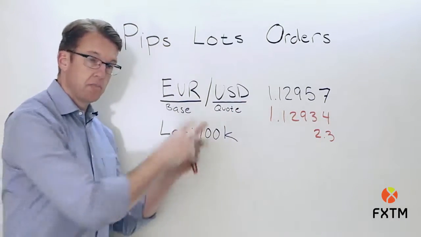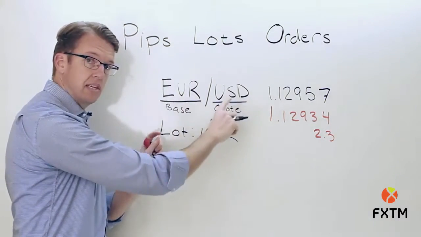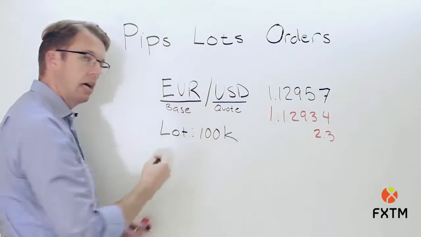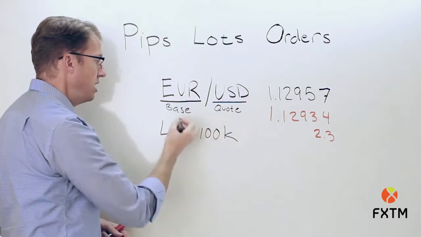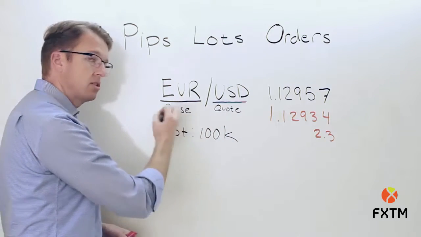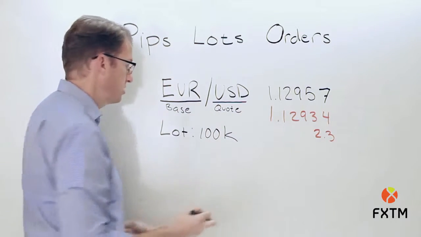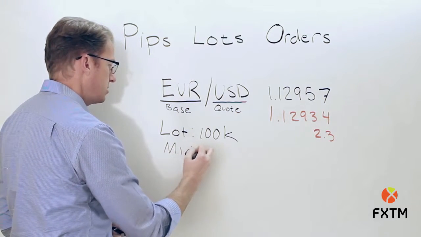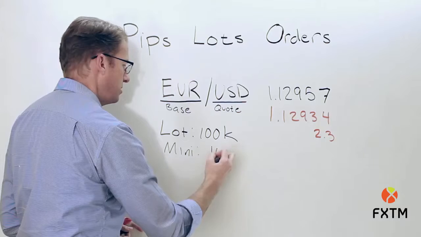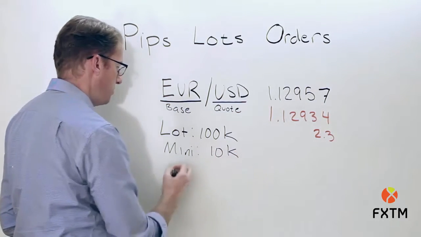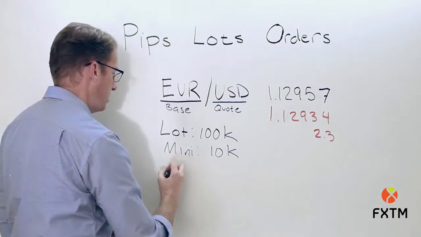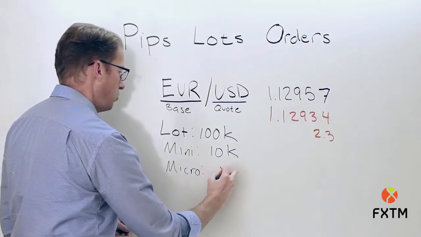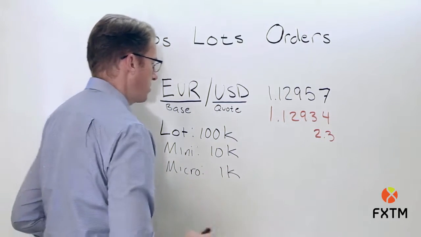In fact, that's why this particular exchange rate, when it's listed like this, is quoted in dollars. So if we were trading a lot of the euro-USD, then that means you're trading 100,000 units of the euro, or 100,000 euro. There are also mini lots, which represent 10,000 units of the base currency, and micro lots, which represent 1,000 units of the base currency.